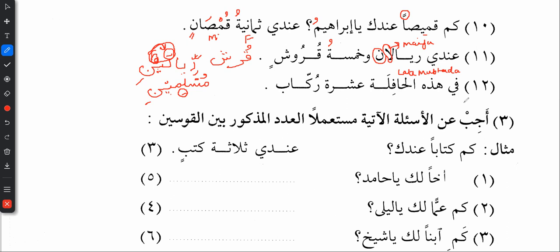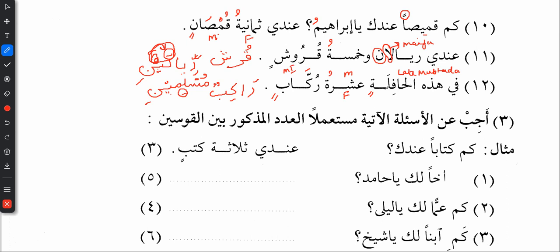في هذه الحافلة. حافلة means the bus. في هذه الحافلة means in this bus, عشرة ركاب. ركاب comes from راكب. راكب means the rider, the traveler. Okay, so this is male, so our number is feminine. This is mudaf, this is mudaf ilayhi.